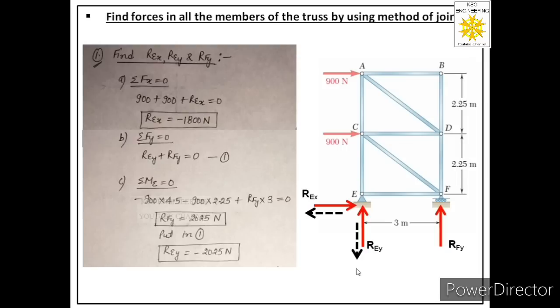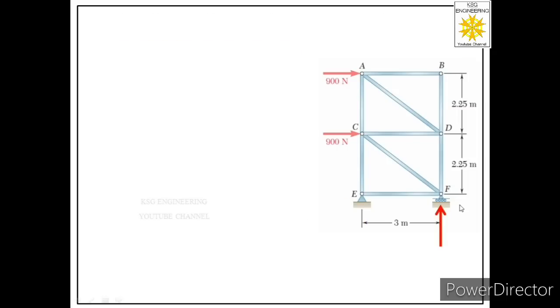So we have found the values of these three reactions at these two supports. Now in the next step, we will label their correct directions and their magnitudes. So the reaction at F is acting in upward direction, so we will not change it because we got a positive sign when we were calculating its value, so we will just label its magnitude as 2025.